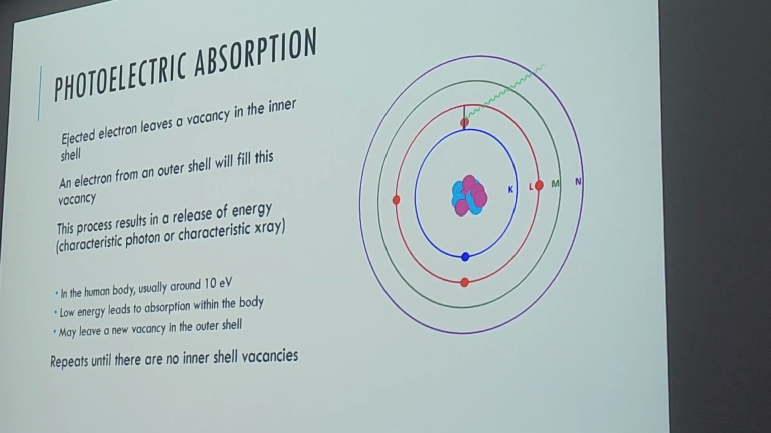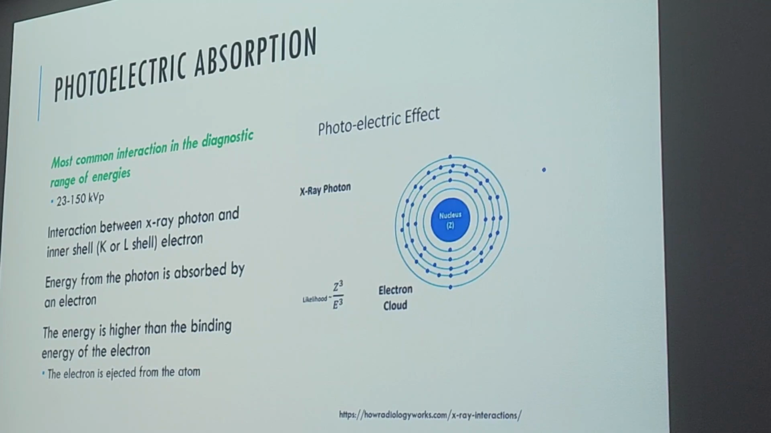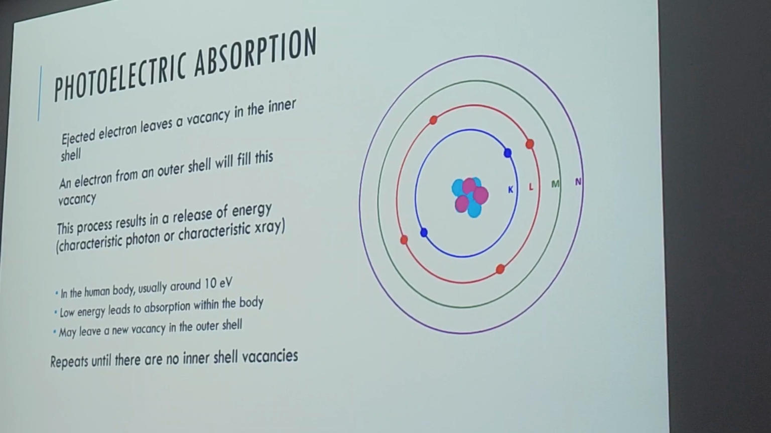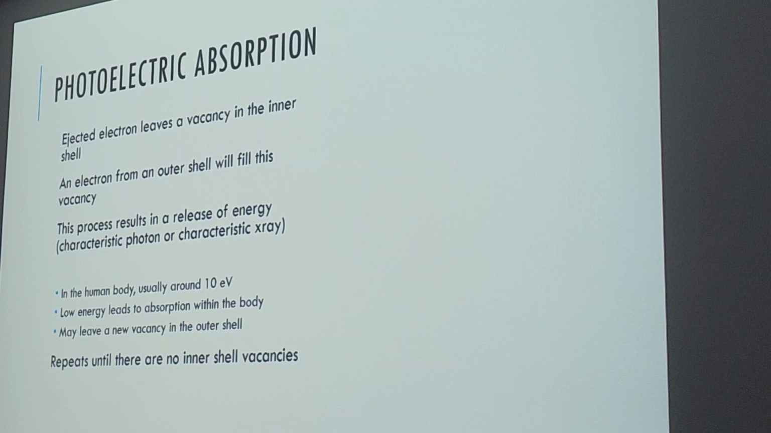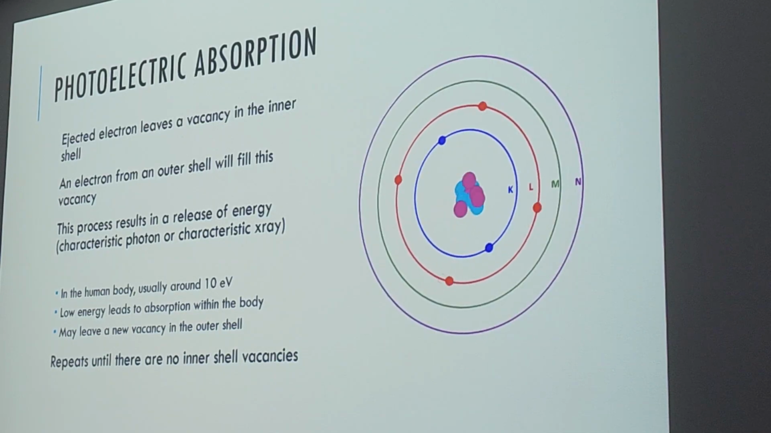So photoelectric absorption, once again, is an interaction between an X-ray photon and an inner shell electron. The energy from the photon is absorbed by the electron, and then what happens to the electron? It's kicked out from the atom. Once it's kicked out, it leaves a vacancy, correct? And what should happen to this vacancy? The outer shell fills it in.